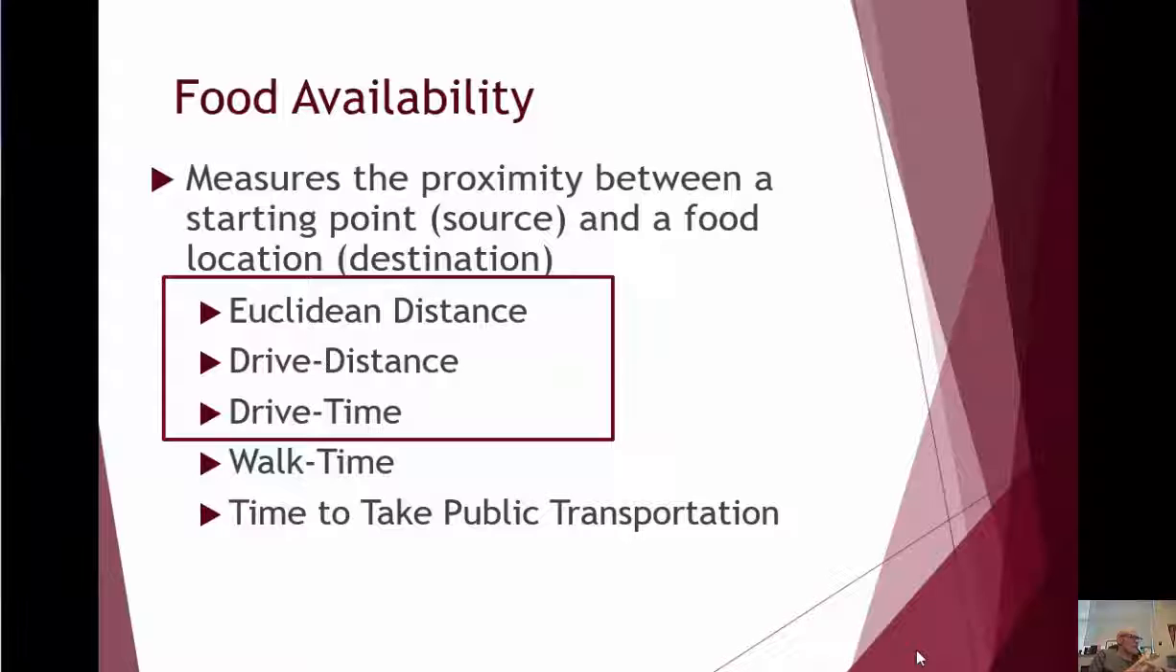We can measure drive distance and drive time. Now we do this all the time with our phone, where we type in an address to the nearest supermarket and it tells us how far it is and how long it takes us to get there. Other ways, when we talk about that food access component, are walk time and the time to take public transportation. So that whole food access, these are some of the different ways. These days we can wait for a ride share, wait for a family member to come pick us up.